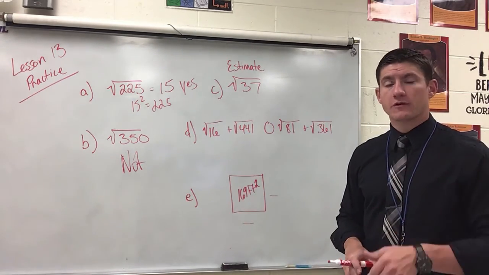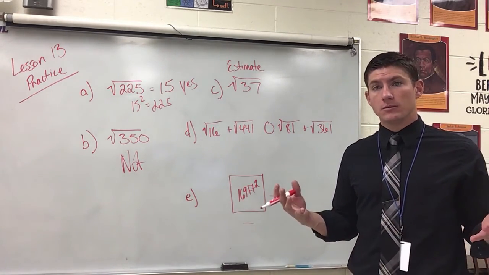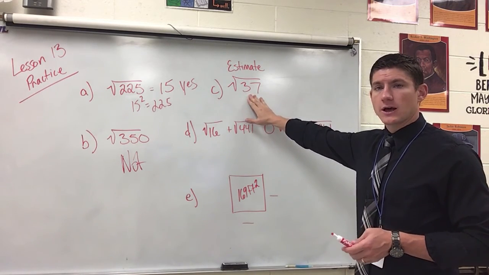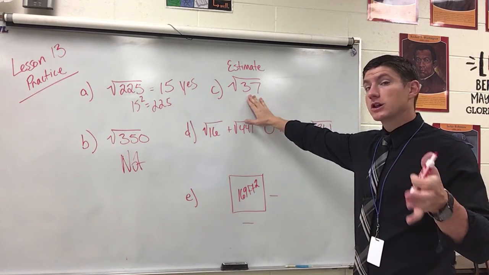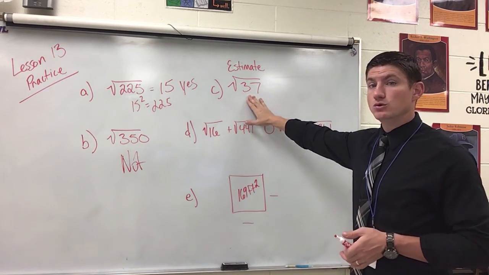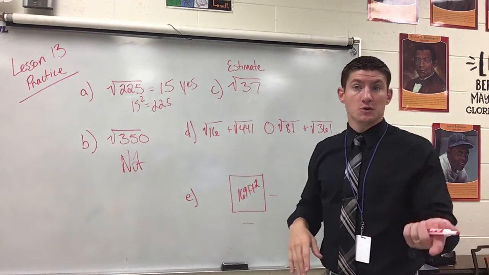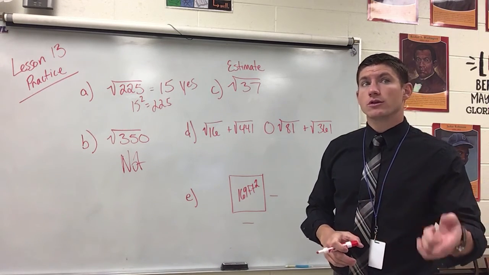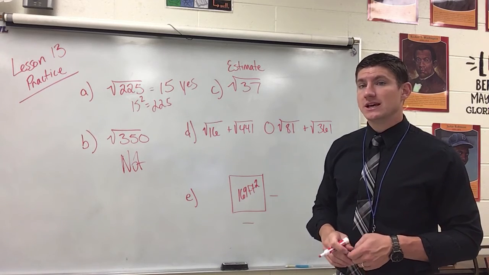Letter C says estimate. Whenever we don't have a perfect square, that doesn't mean we can't solve a problem with square roots. We have to think about where this number is on our number line, and then think about the numbers that would be close to it in terms of perfect squares that we do know. Now, 37 is really close to one of the perfect squares. 6 times 6 is 36, so the square root of 36 is 6. That's one of the numbers that it's really close to.